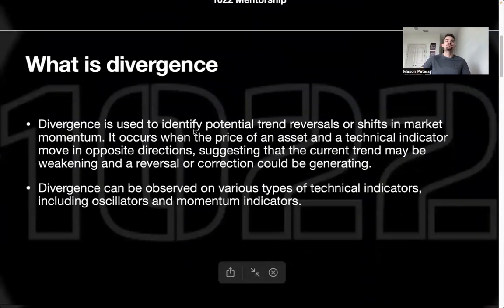Divergence is used to identify potential trend reversals or shifts in the market momentum. It occurs when the price of an asset and a technical indicator move in opposite directions, suggesting that the current trend may be weakening and a reversal or correction could be coming. Divergence can also be observed on various types of technical indicators, including oscillators and momentum indicators.